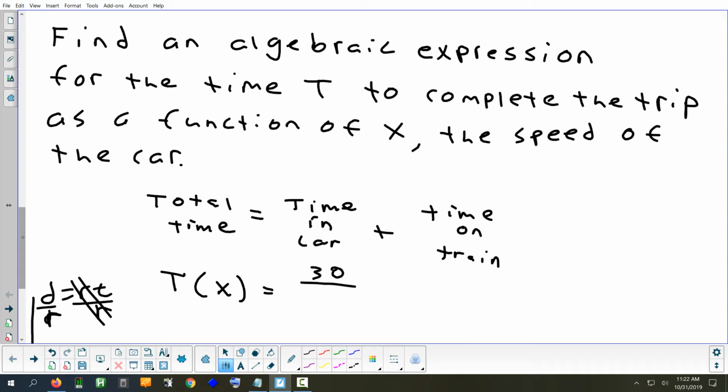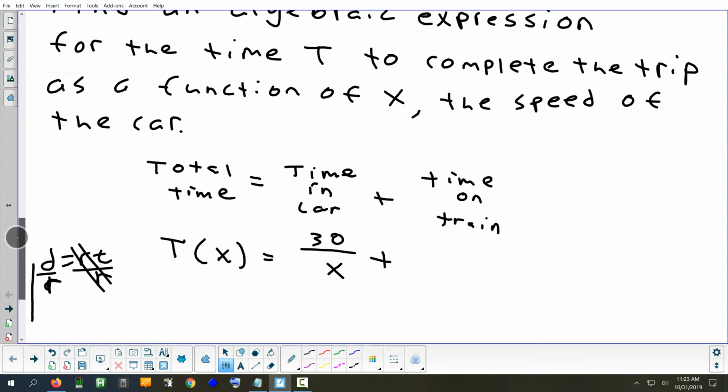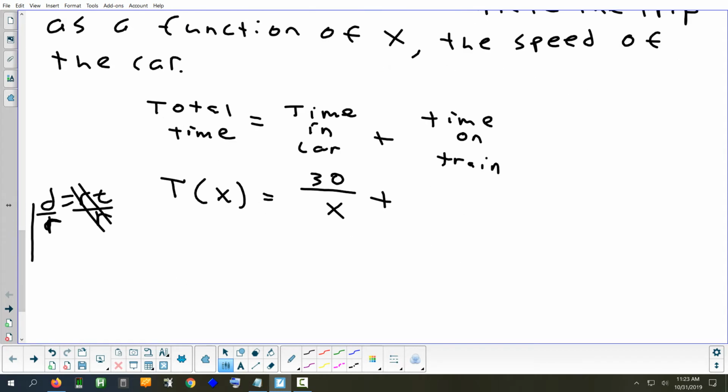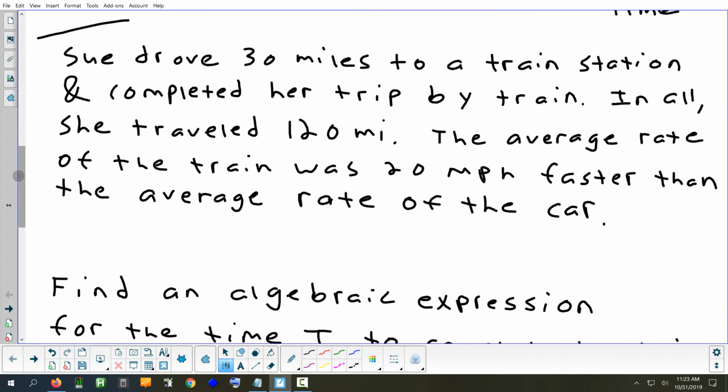Anyone else have a thought, Eric? X is the speed of the car. Now, let's get the time that we spend on the train. Okay? So to get the time on the train, I need to do distance divided by rate again. What's the distance that the train travels?